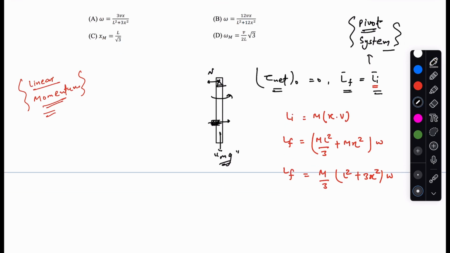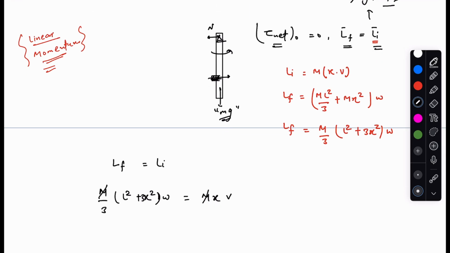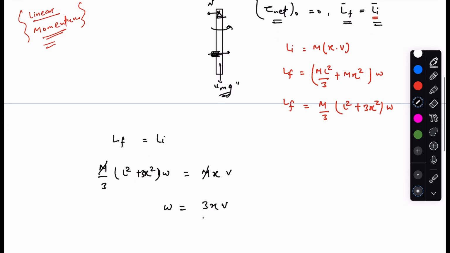And now we can equate both of these. L final equals L initial. So that is m by 3 times L square plus 3x square, times omega, equals m x v. Now we can cancel out and find omega. Quite an easy part, right? So it becomes 3xv divided by L square plus 3x square. So this is the omega in general.